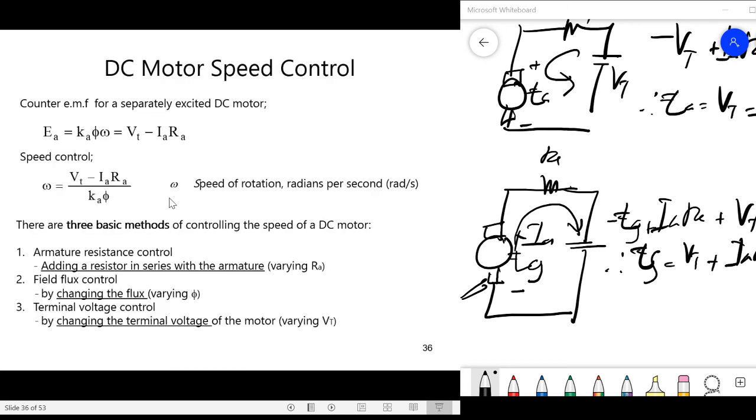So DC motor speed control ni tak masuk pun, tapi saya just ajar je lah. So counter EMF for separately excited. So EA adalah Kφω is equals to VT minus IRA. So dapatlah omega adalah VT minus IRA divided by Kφ.